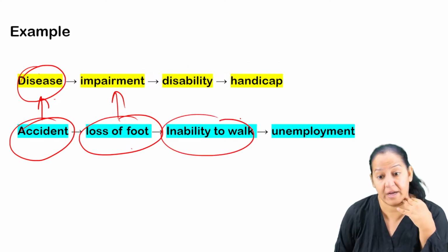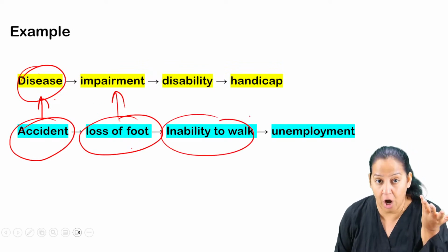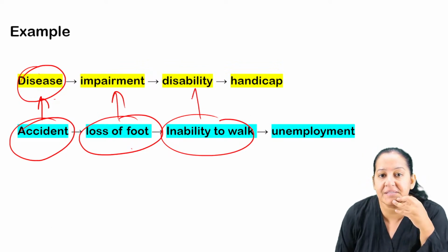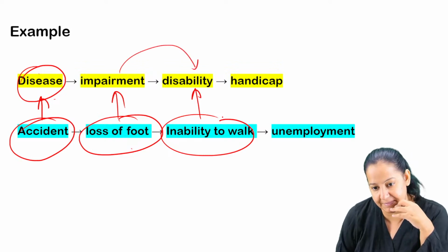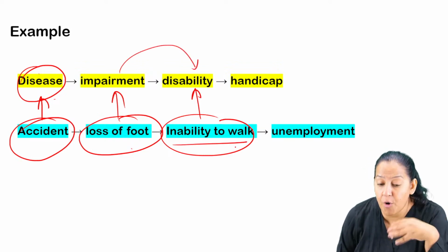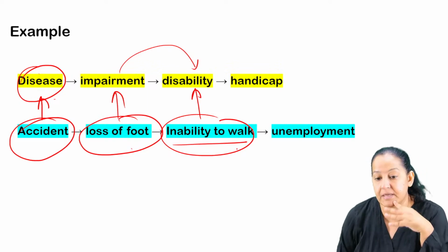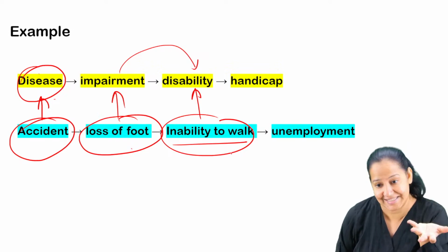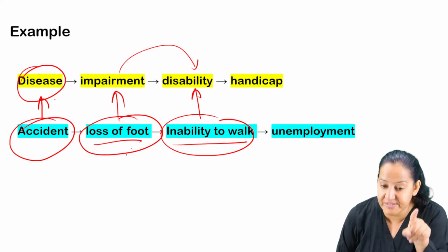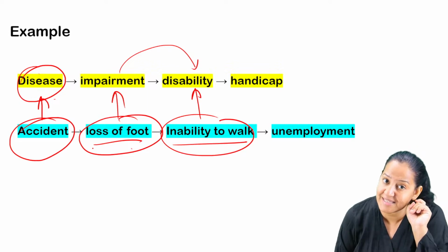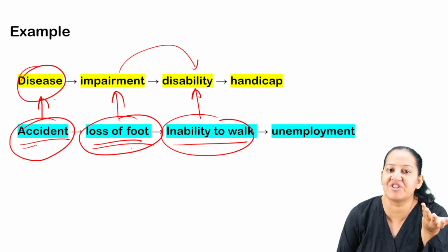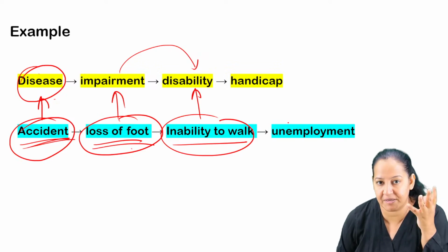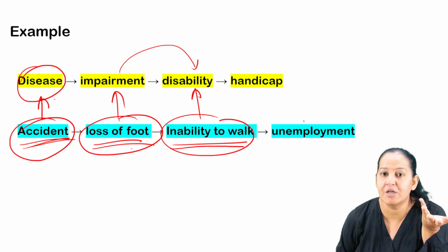Now the person cannot walk. Initially the person was walking very normally, but now the person cannot walk. Walking is considered normal for this person, but the person cannot walk. So the person is disabled. So impairment is leading to disability. Disability is inability to perform an activity which is considered normal for that person. Loss of an anatomical, physiological or psychological function is known as impairment, and any abnormal condition is known as disease.